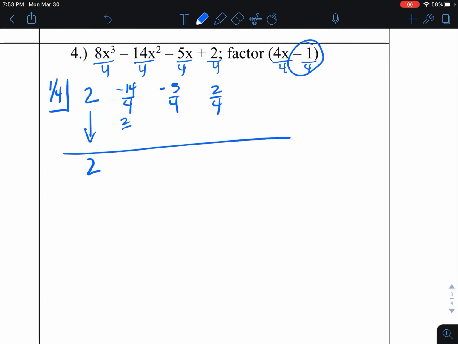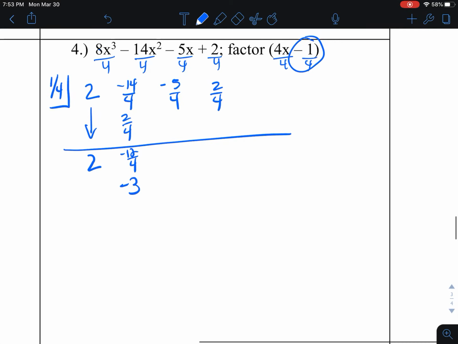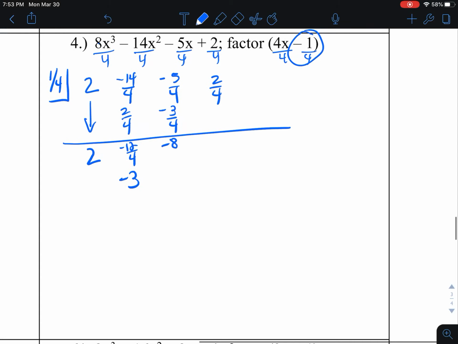So I bring down 2. I'm going to do my bouncy ball. 1/4 times 2 gives me 2/4, which leaves me with -12/4, which is -3. And then 1/4 times -3 is -3/4. -5 plus -3 gives me -8/4, which is -2. And then -2 times 1/4 is -2/4. That leaves me with a remainder of 0, which is what we wanted.